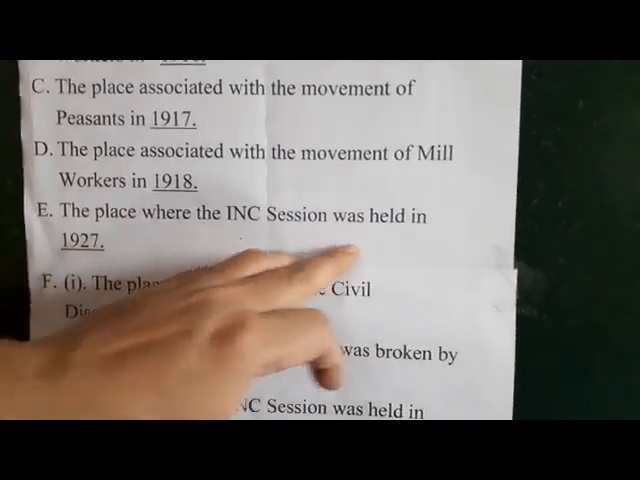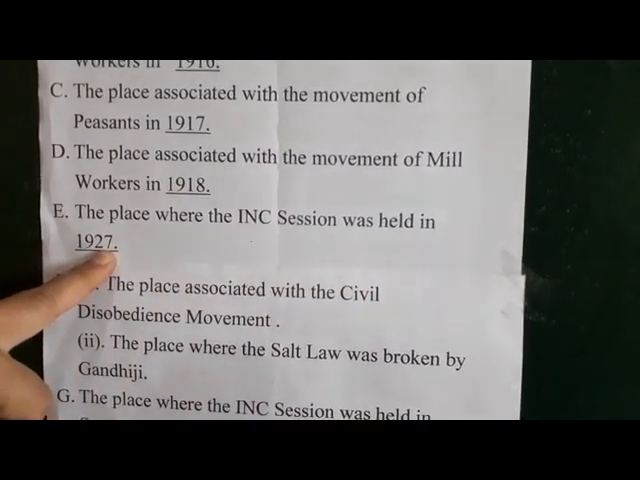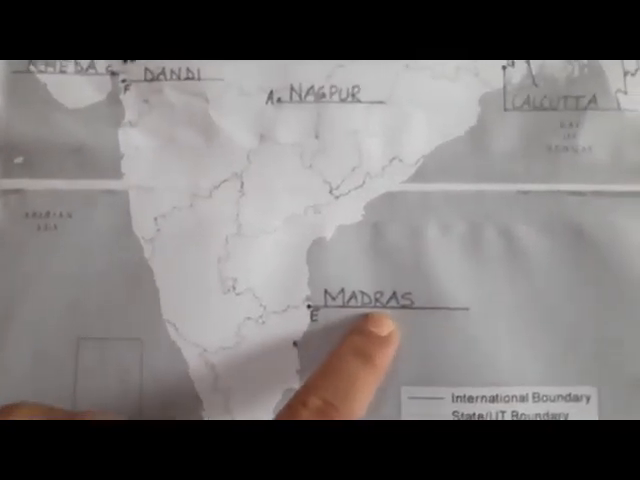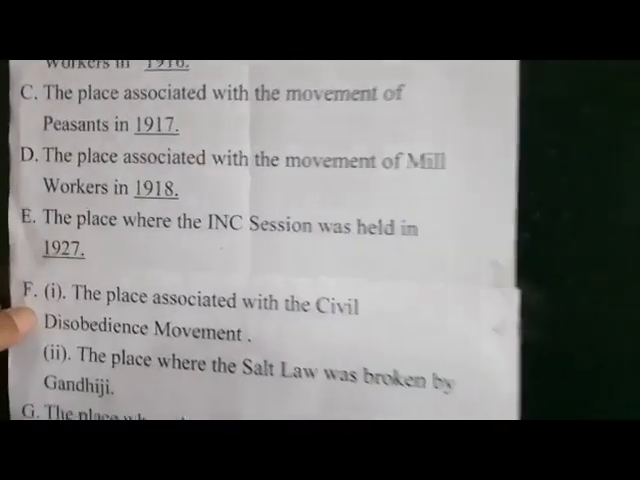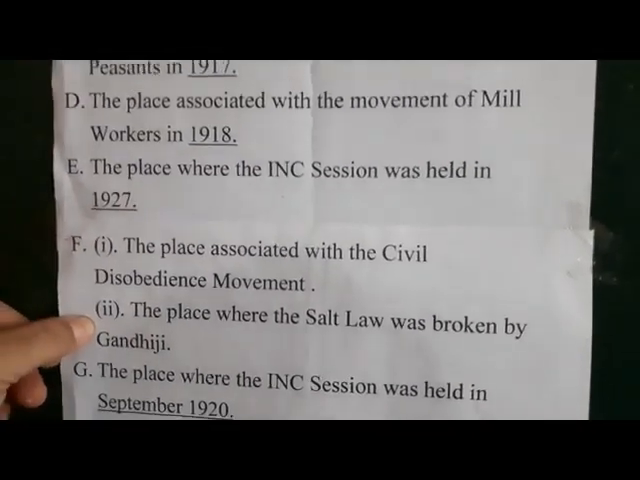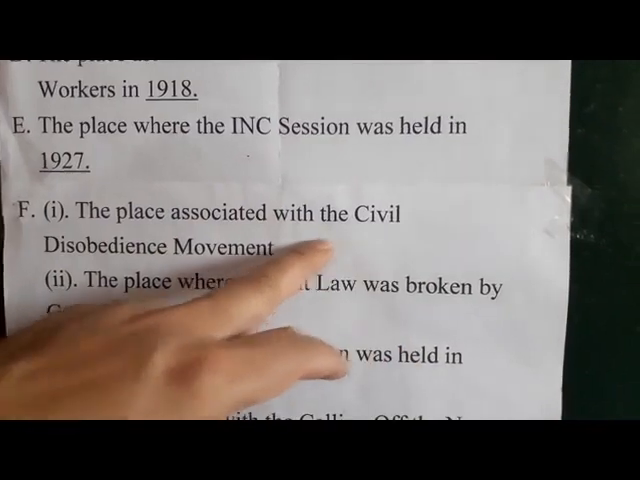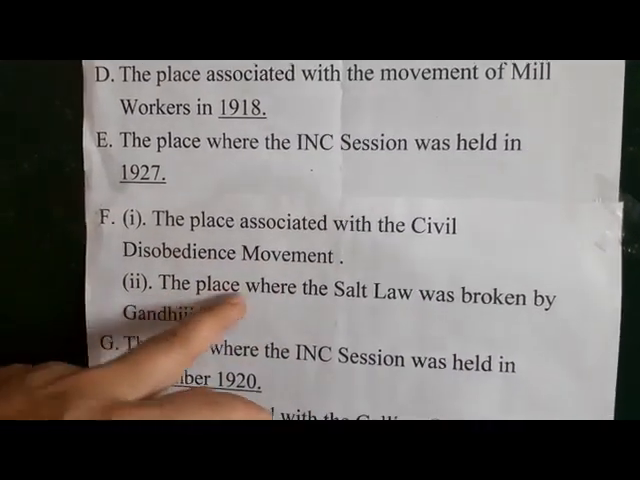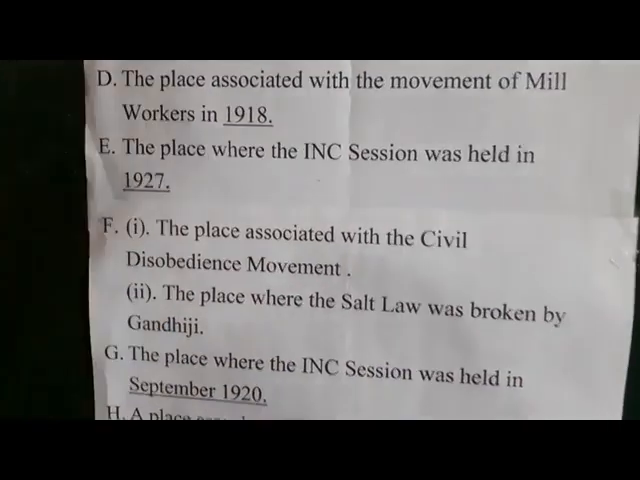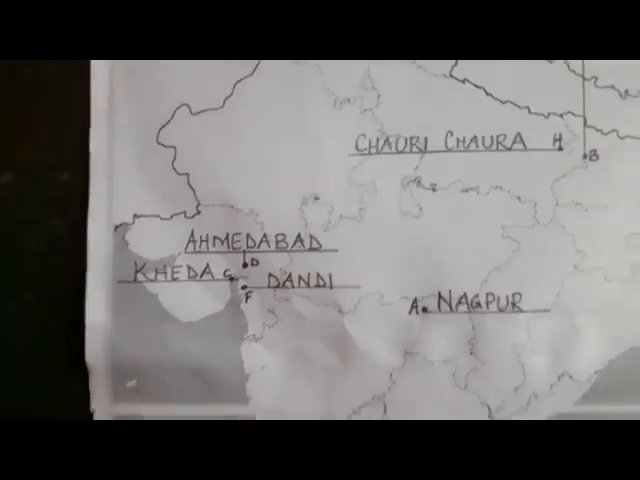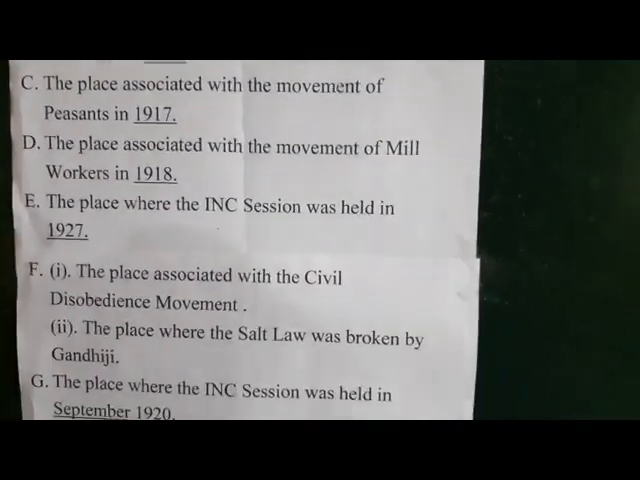E. The place where the INC session was held in 1927. Mark E and then you have to write Madras. The old name. F. 1 and 2 you'll have to write because both actually are the same. The place associated with the civil disobedience movement, the place where the salt tax was broken by Gandhiji, both are Dandi. So you can take any one or you can take both together and then you can write Dandi.